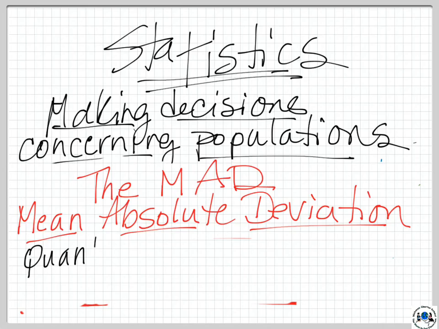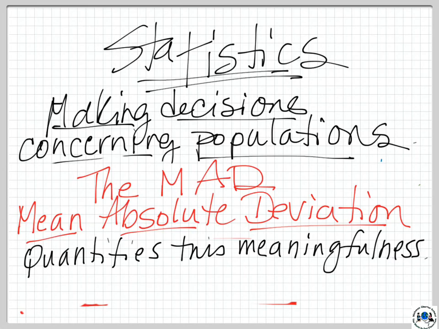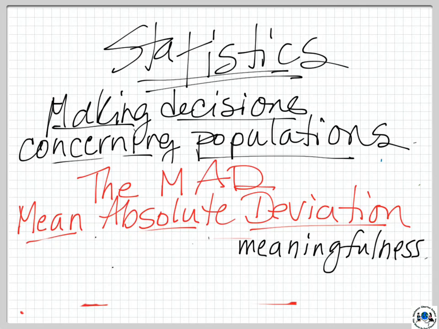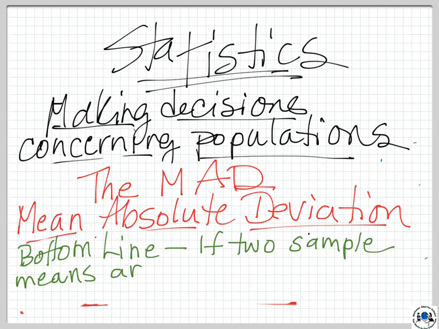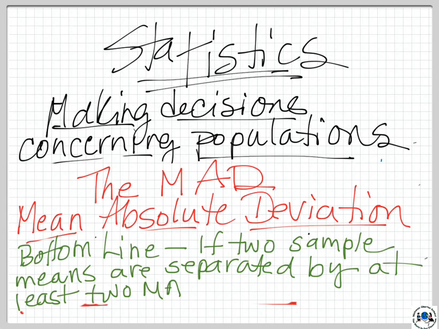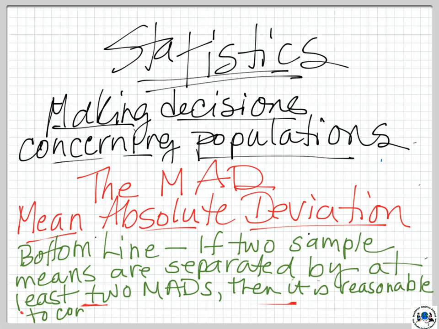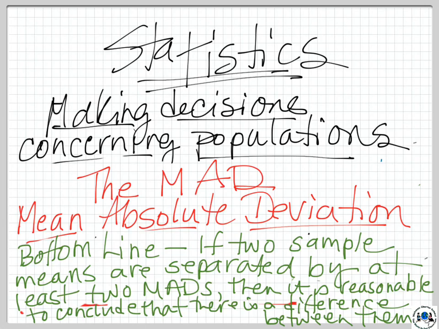Anywho, yeah, this MAD quantifies this meaningfulness. It puts a number on this meaningfulness, and very simply, what the MAD tells us, the bottom line, is if two sample means are separated by at least 2 MADs, then it is reasonable to conclude that there is a difference between them.